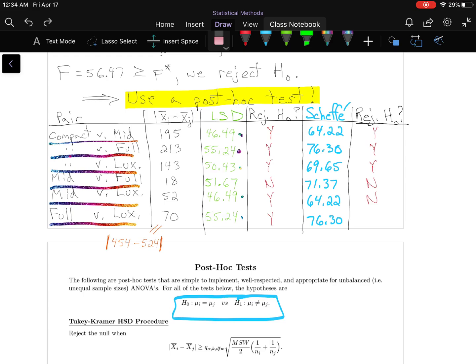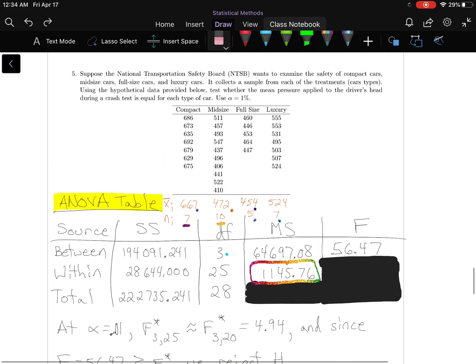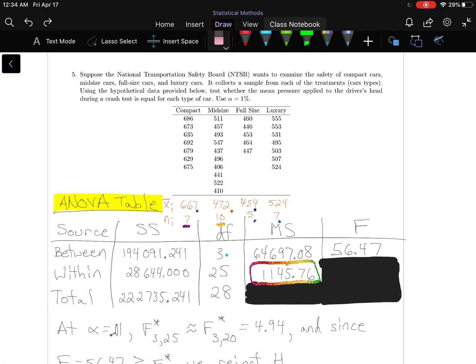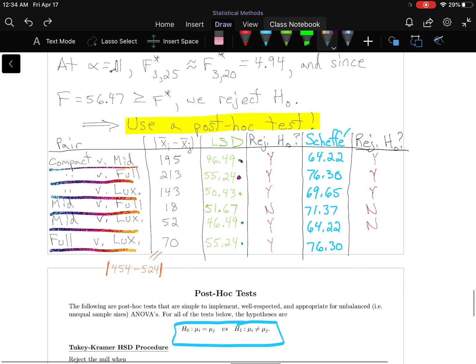If you continue through, you get 213, 143, 143, 18, 52, and 70. Just to spell it out a little bit more, for 70, that is full versus luxury. Full has a mean of 454. Luxury has a mean of 524. And so when you subtract the 2 and you take the absolute value, you should get 70. So that's where this second column came from.